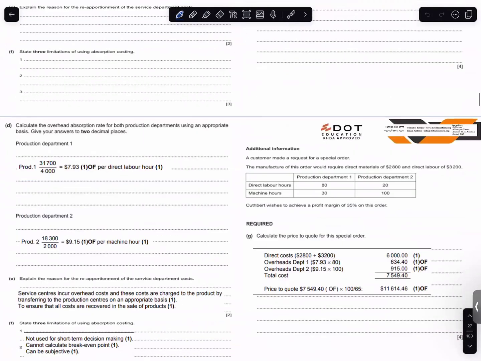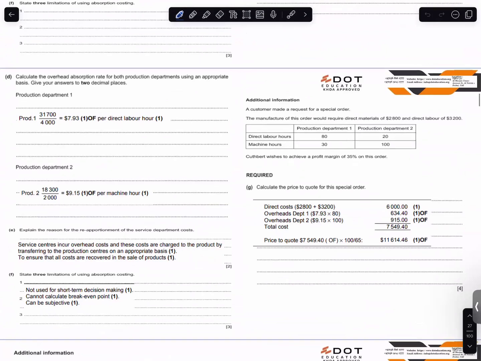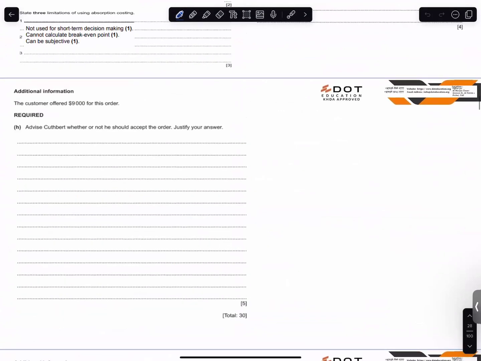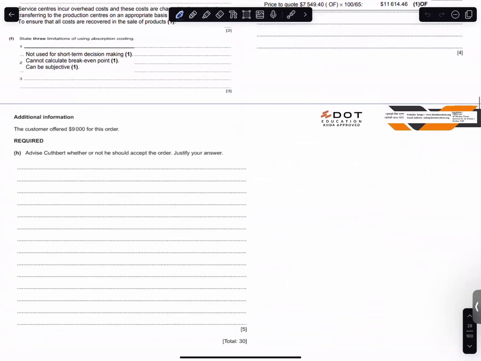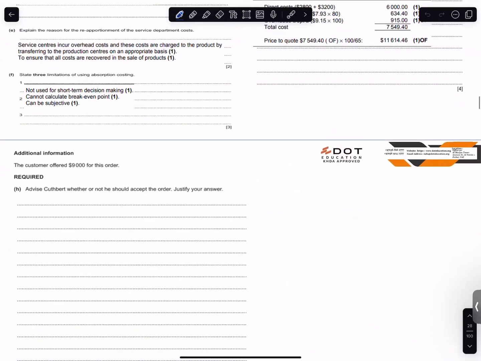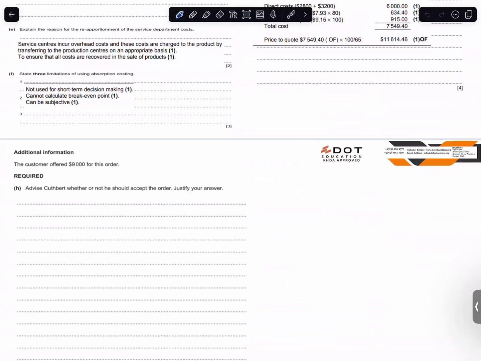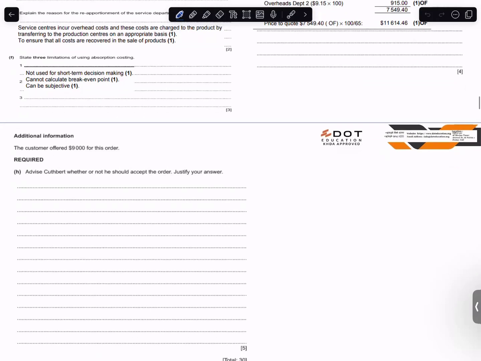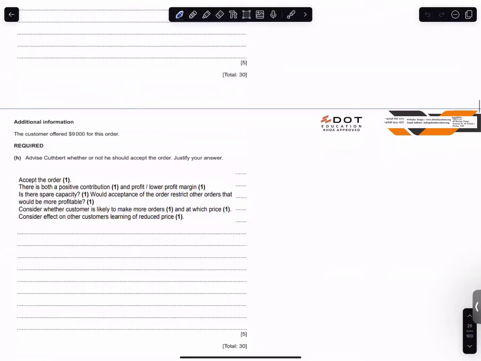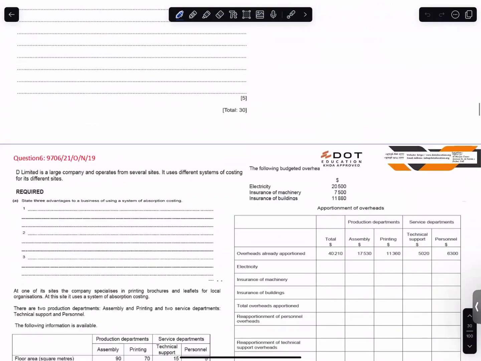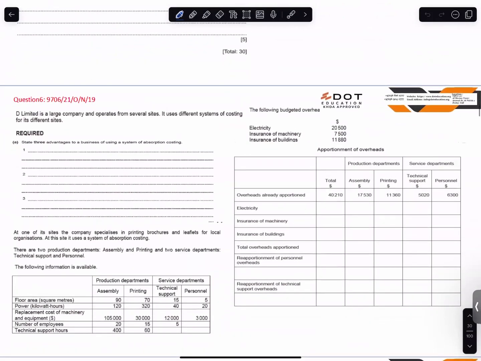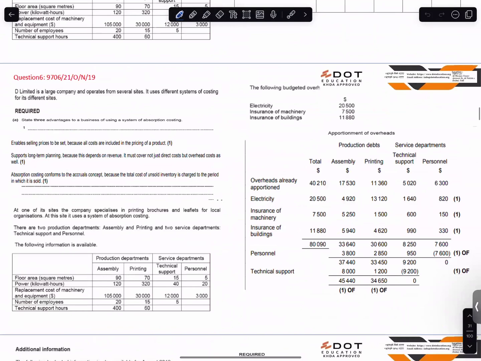Limitations of absorption costing. It is not useful for short-term decision making. No, it's not more time consuming, it's easier actually. Then it cannot be used to calculate the break-even point. And it can be subjective, meaning it depends from situation to situation.